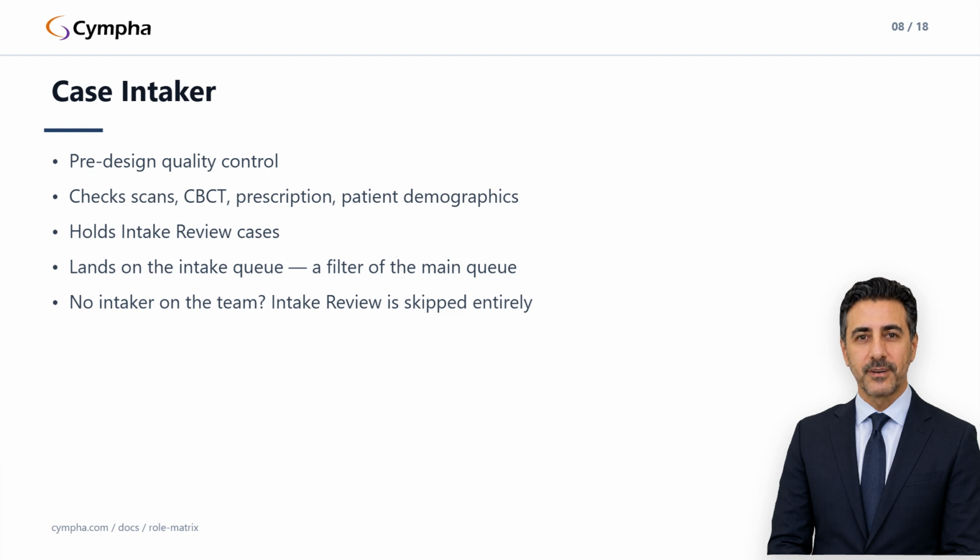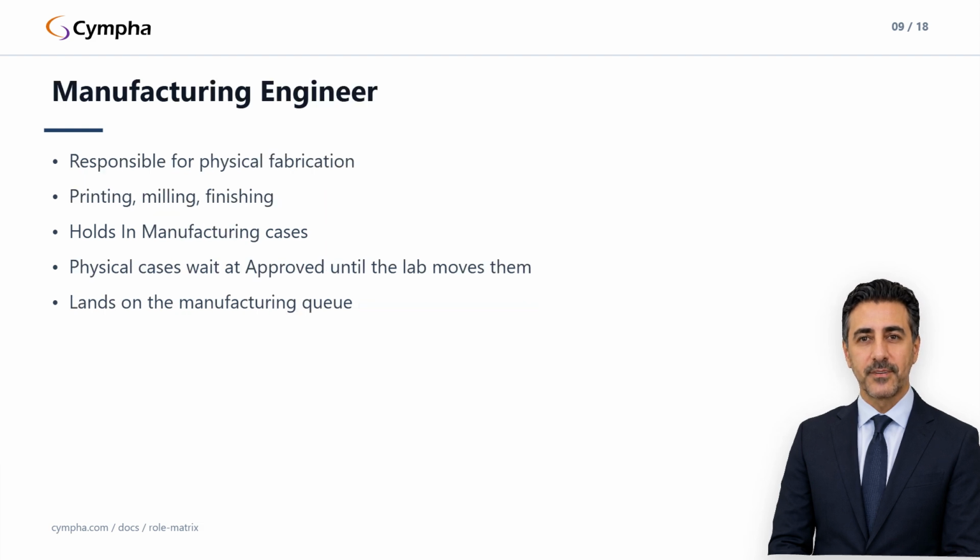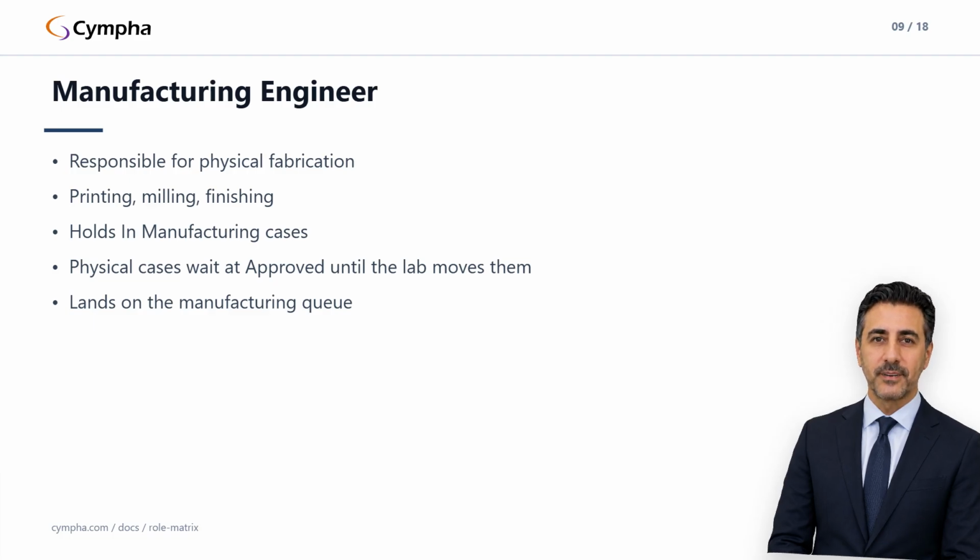That's a deliberate manual step, and the reason is scheduling. The lab controls its own production queue, so an approval that arrives on a Friday evening doesn't start a print run nobody is there to watch. If you're a manufacturing engineer wondering why an approved case hasn't reached you, that pause is the answer, and someone lab side has to release it.